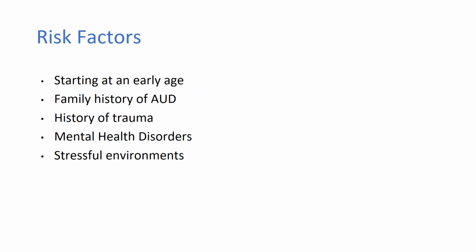And of course, there are risk factors for alcohol use disorder, and these are just a few of them. Whether you started drinking at an early age, typically drinking as a teenager; a family history of alcohol use disorder, specifically first-degree relatives, so your siblings, parents, or children; a history of trauma, which can be either physical or emotional trauma. Concurrent mental health disorders are not uncommon. And then stressful environments like your home situation or work situation. And then there are also the social and cultural practices, so what other people are doing around you.